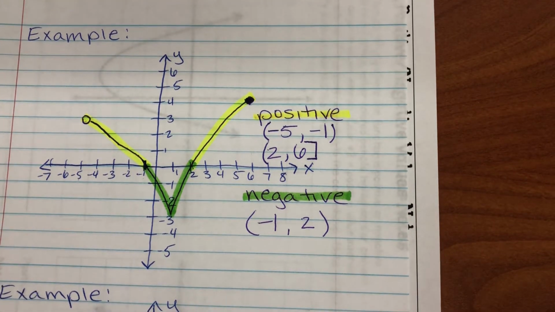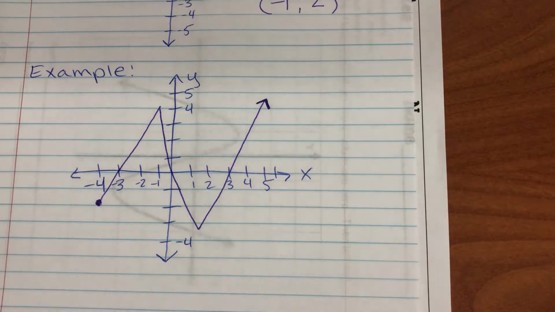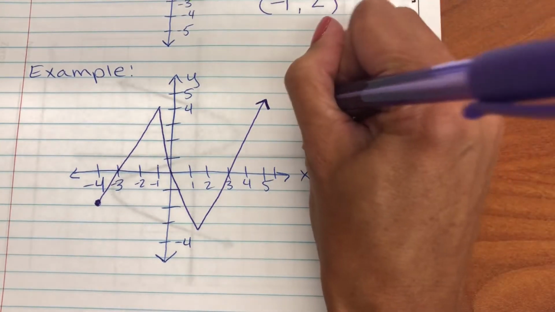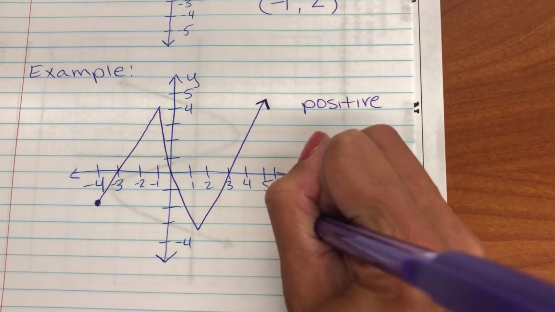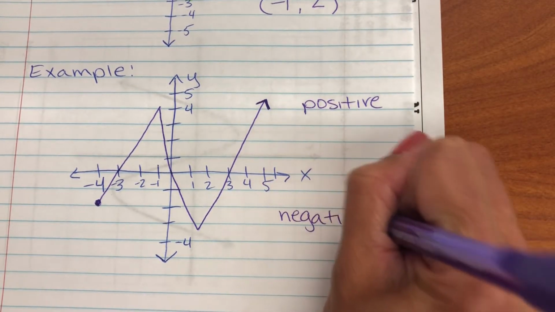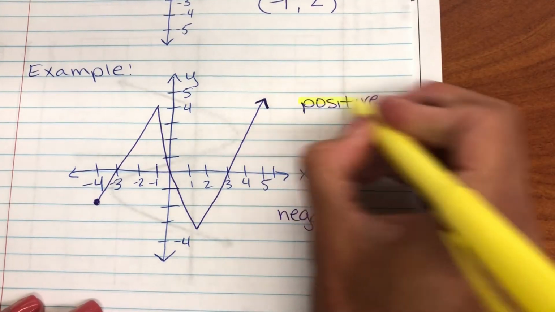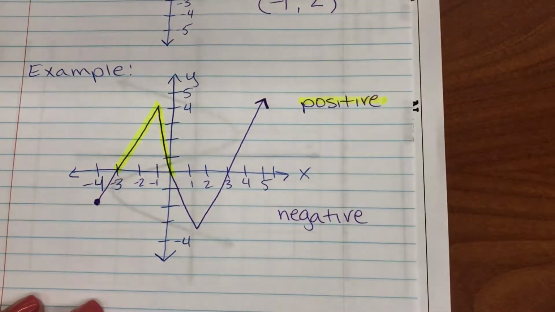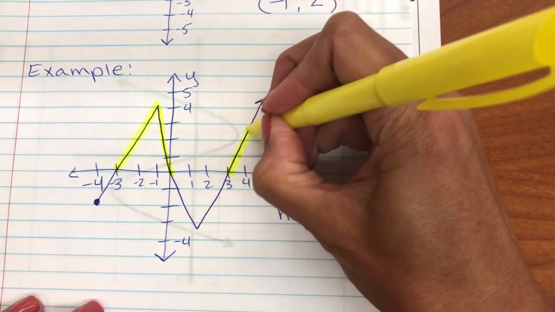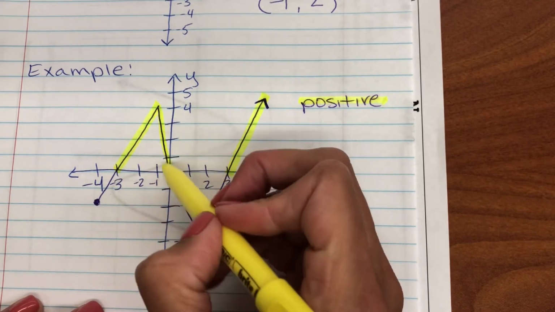All right, let's do another one. Next example. I'm going to find the positive and negative. I'm going to start with positive and use my yellow highlighter here. So here's my first interval there. And here's my second.